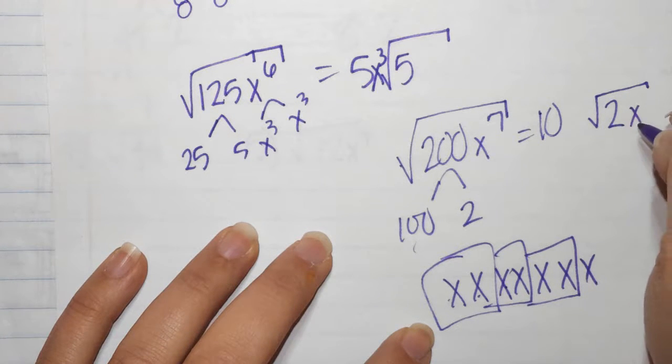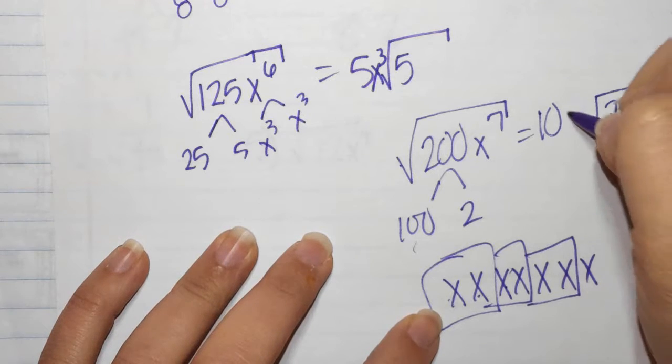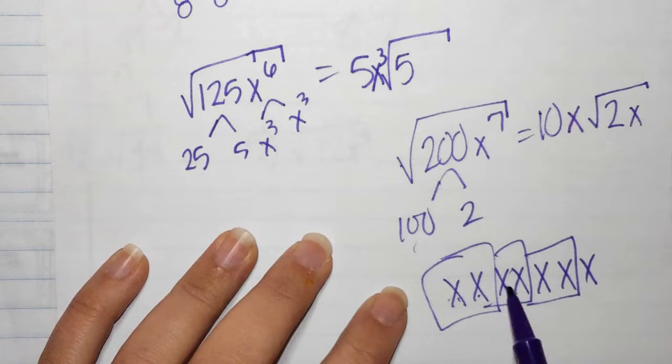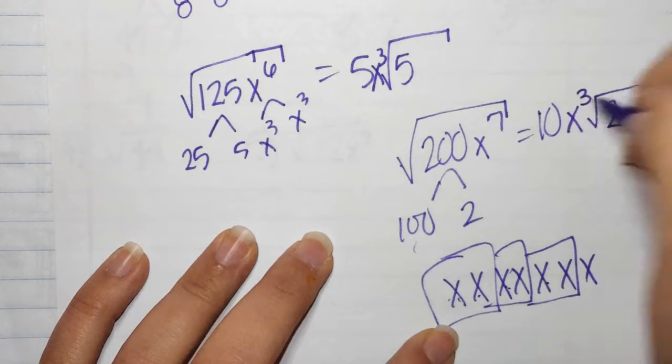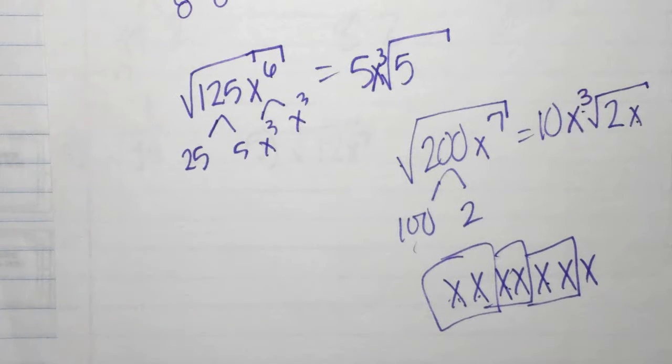So how many x's am I taking out? I'll take one of each of these, so it's x cubed. So it's 3 with 1 left over.